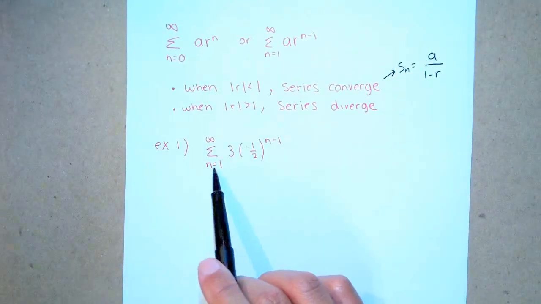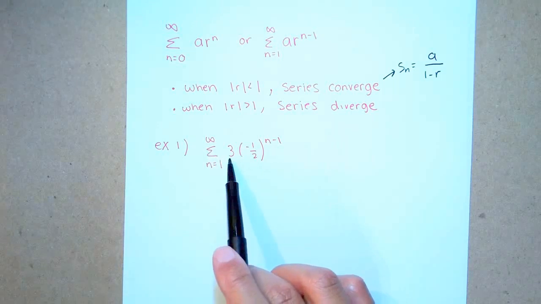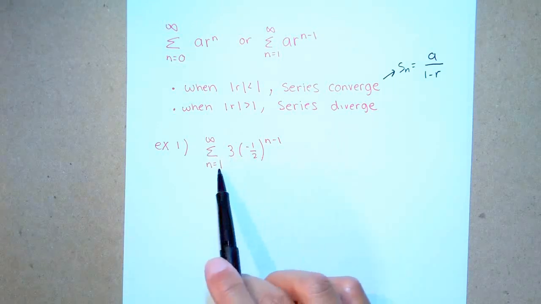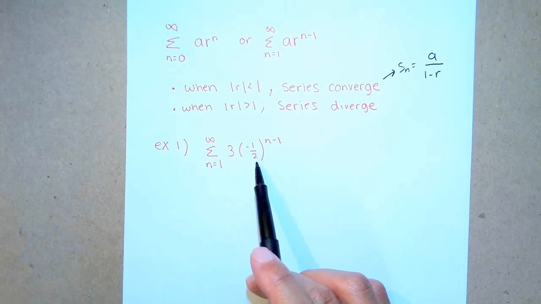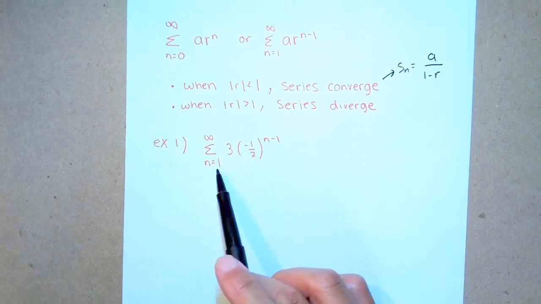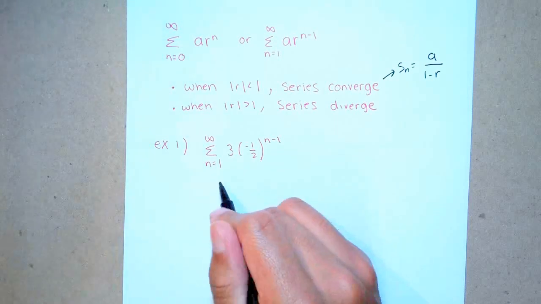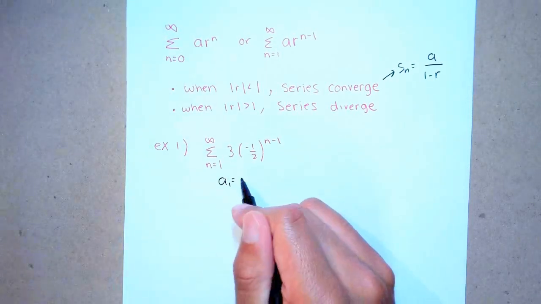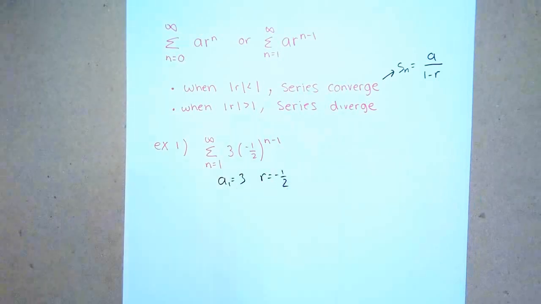The summation from n equals 1 to infinity of 3, which, remember, 3 is your first term, as long as this number matches up with that number, which it does. Our r is negative 1/2, and our power is n minus 1. So since that matches up, I don't have to do any work. Now my only thing is, let's figure out what a sub 1 is, which is that number right there, which is 3, and figure out what r is. r is equal to negative 1/2.